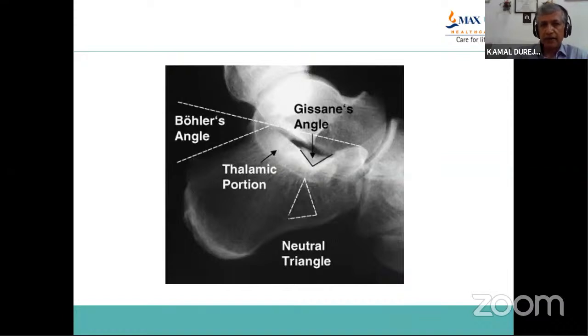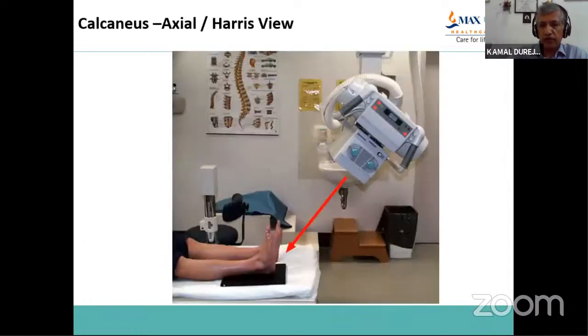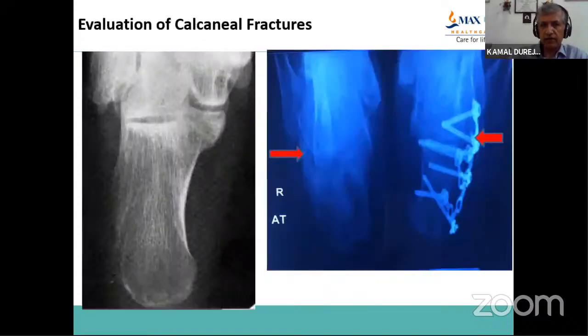Looking at the calcaneus lateral view and calculating the Bohler angle and Gissane angle is an important tool whenever we are dealing with calcaneal fractures. Another view which is very important in the calcaneus is the axial or Harris view. That's how we take it, the axial view, and that's how it looks on the X-ray.